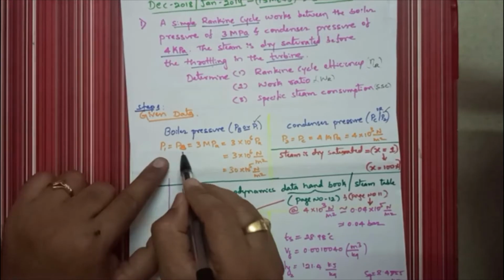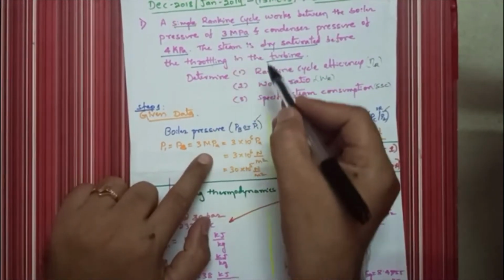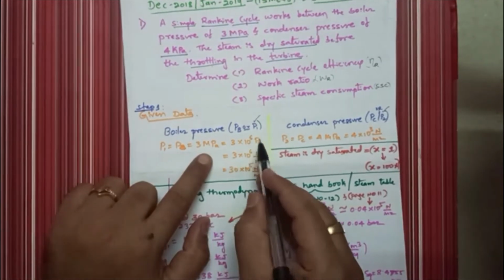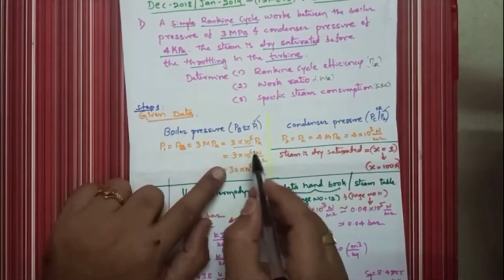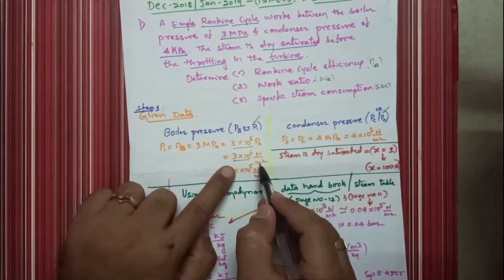So P1 is equal to boiler pressure. What is the pressure he has given? 3 megapascal. Mega means 10 to the power of 6. So I will write 3 into 10 to the power of 6. 1 Pascal is Newton per meter square.